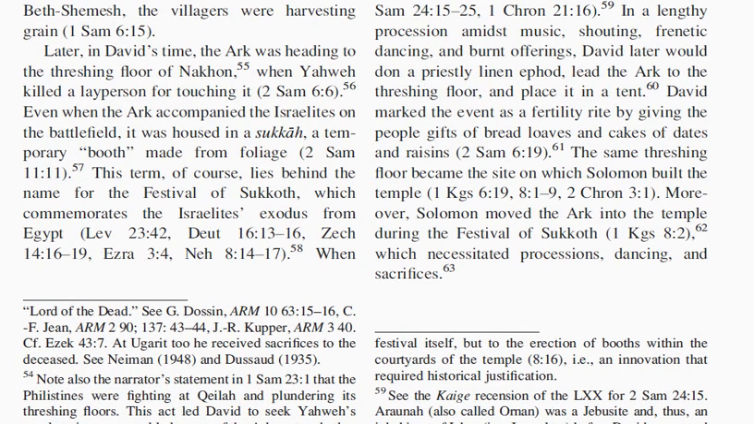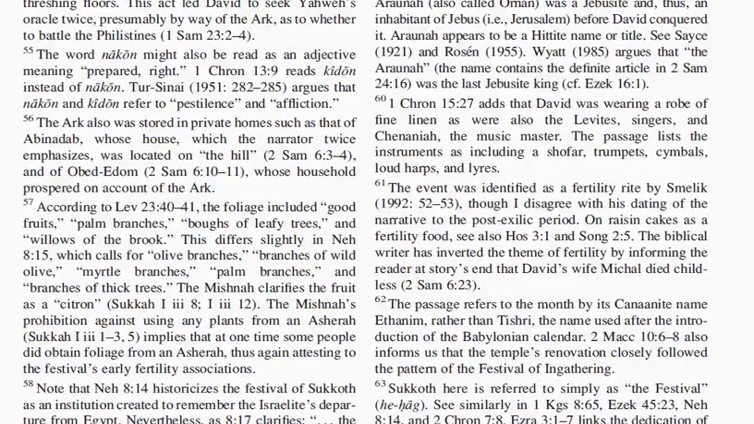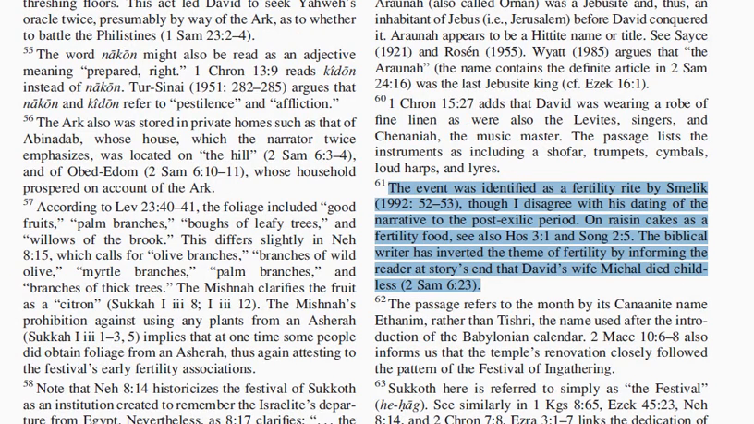David marked the event as a fertility rite by giving the people gifts of bread loaves and cakes of dates and raisins. 2 Samuel 6:19. Footnote: the event was identified as a fertility rite by Smelik, 1992, pages 52 to 53, though I disagree with his dating of the narrative to the post-exilic period. On raisin cakes as a fertility food, see also Hosea 3:1 and Song of Solomon, chapter 2, verse 5. The biblical writer has inverted the theme of fertility by informing the reader at story's end that David's wife, Michal, died childless. 2 Samuel chapter 6, verse 23.